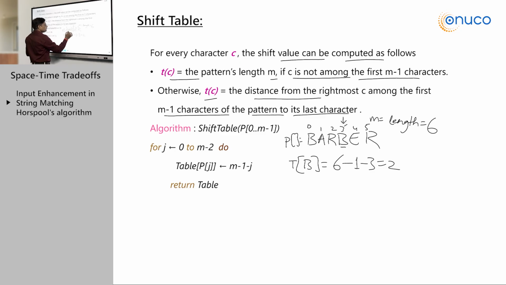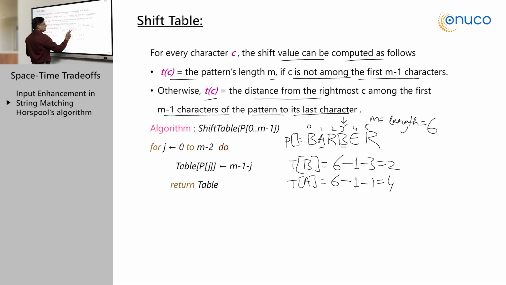Similarly, if you want to check with A, how many A's do you have? Only one A. So there is no question of leftmost or rightmost, only one A. So if you are going to write T of A is equal to 6 minus 1 minus, what is the position of J? 1. So 6 minus 1 minus 1. The shift table of A will be 4. So 4 times you are going to shift towards the right.